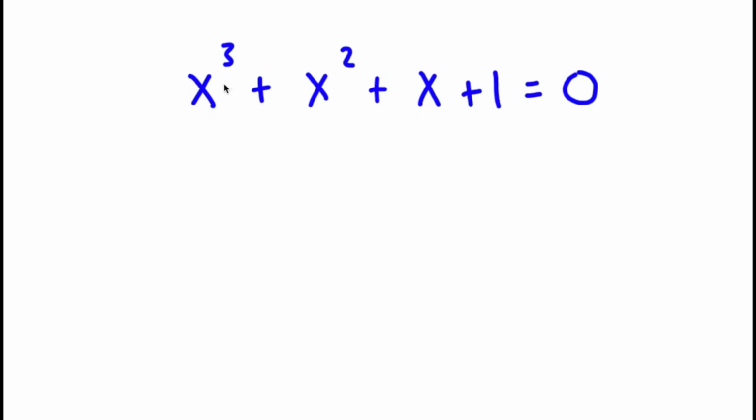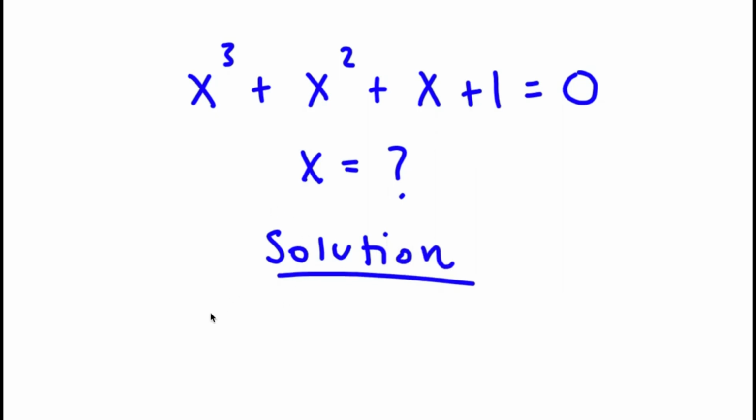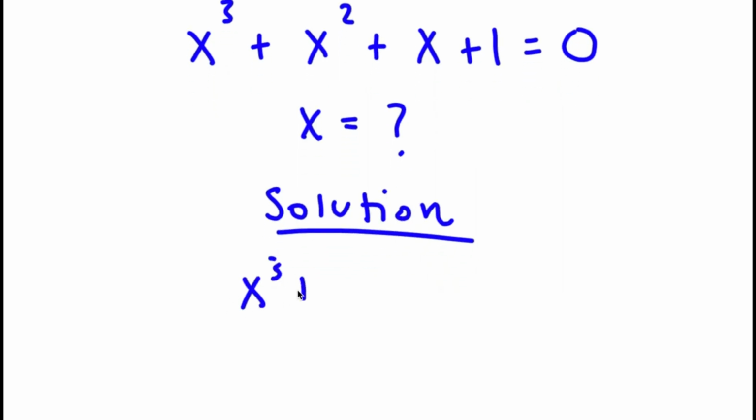Alright, so I have x to the power of 3 plus x to the power of 2 plus x plus 1 is equal to 0. So I want to find the value of x. So for my solution, first start with x to the power of 3 plus x to the power of 2 plus x plus 1 is equal to 0.